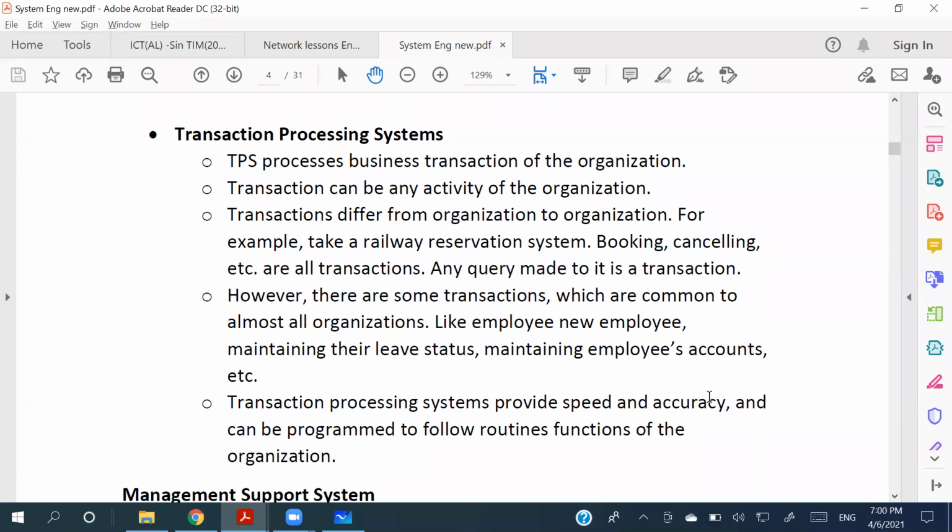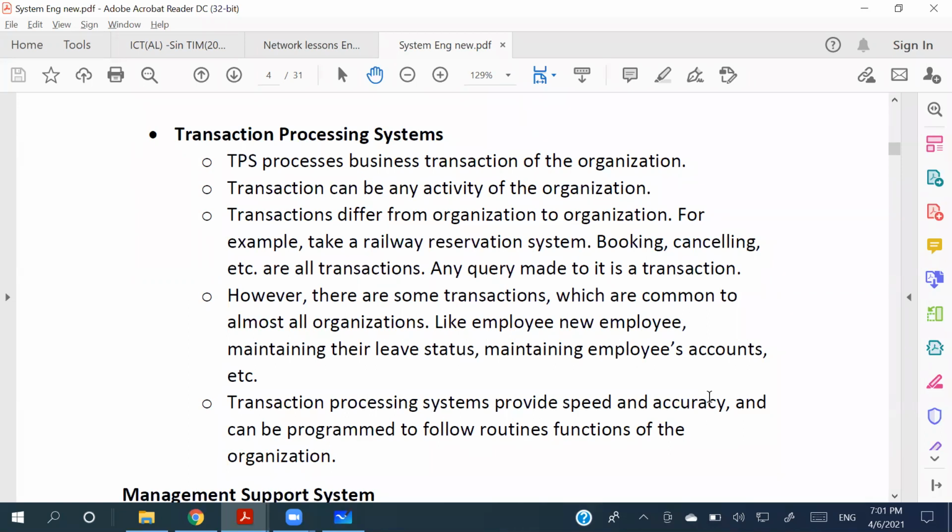If you take an air reservation system, or an air ticketing organization, it has different transactions which are unique to that organization, like booking and cancellations, and generating the details regarding those. Those kinds of things can be there. So TPS, transaction processing systems, are there to cater to both categories, the common things as well as the unique things.